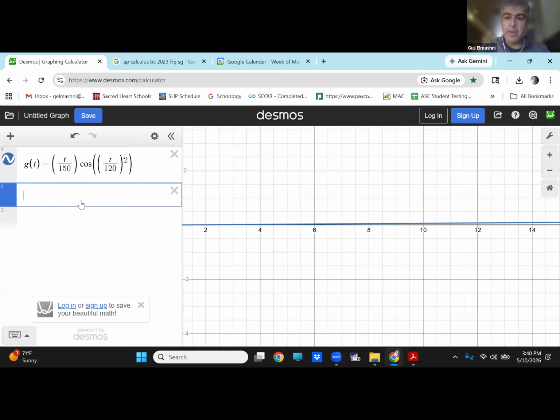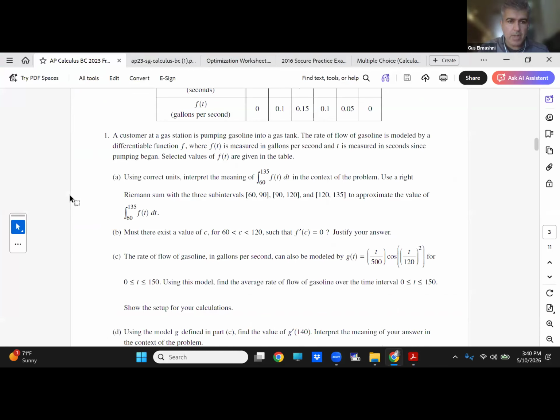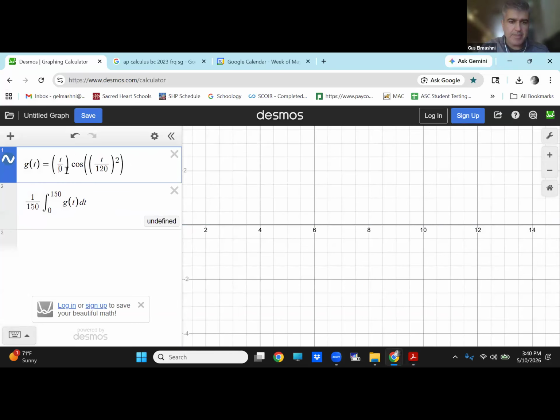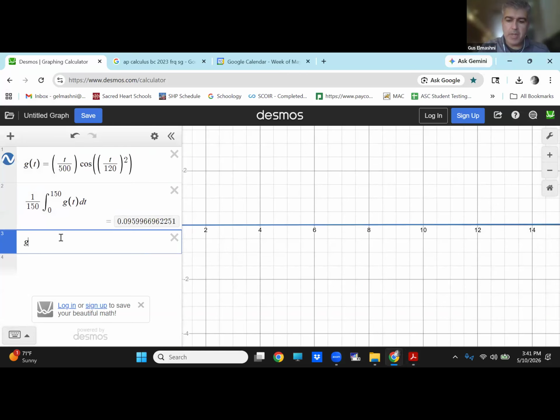And then remember, we did the integral. You're integrating from 0 to 150, 1 over 150, and you can just type in G of t dt, right? Actually, did I make a mistake somewhere? Oh, t over 500. Yikes. My bad.